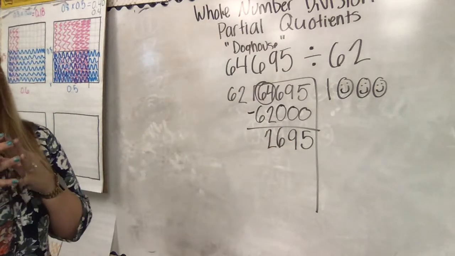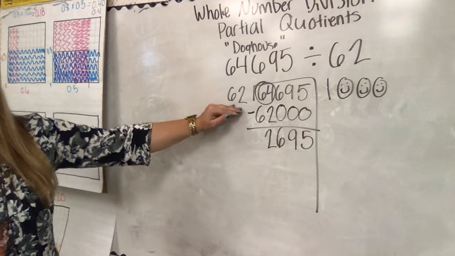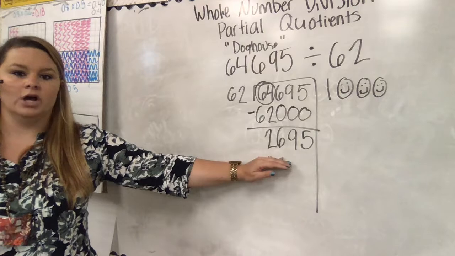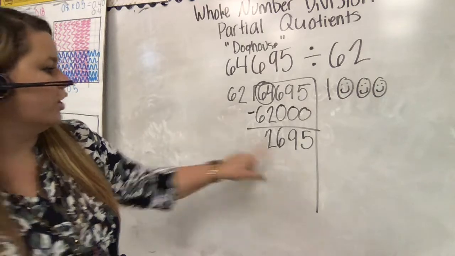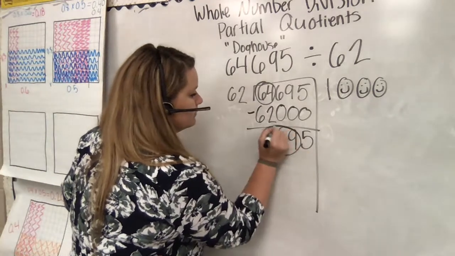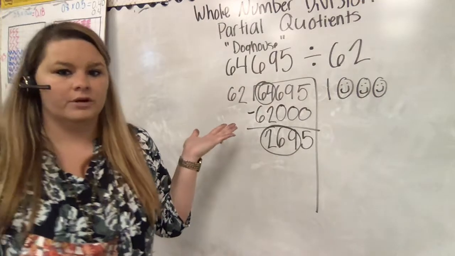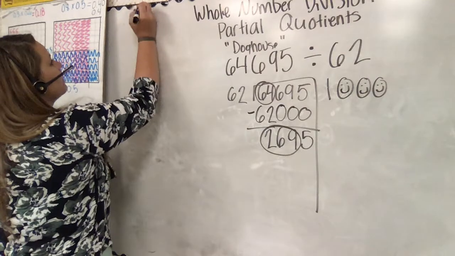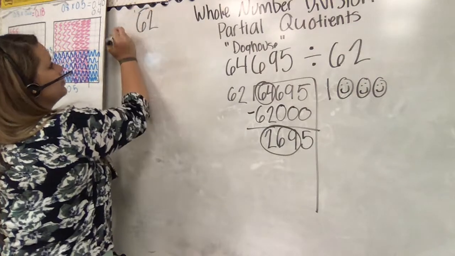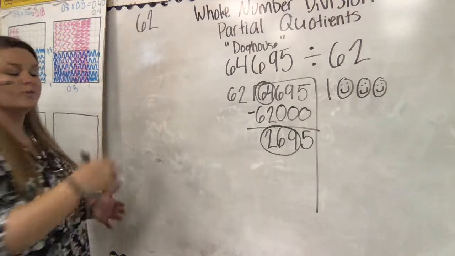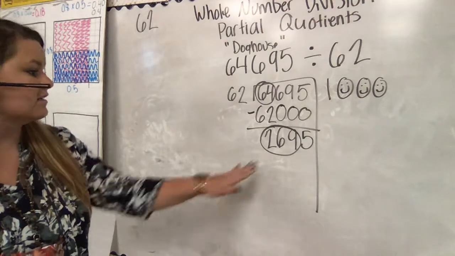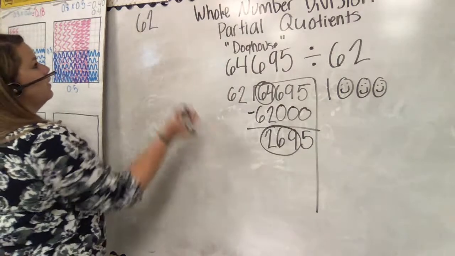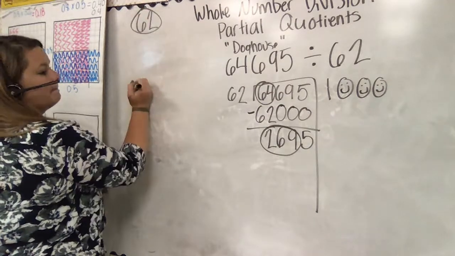Okay? So then I need to see if 62 will go into 26, and it will not. 62 will go into 269. But how much? We don't know. So now we need to add 62 multiple times to find the multiples that get us closest to 269, but not over. So 62 times 1 is 62, so I'm going to circle that.